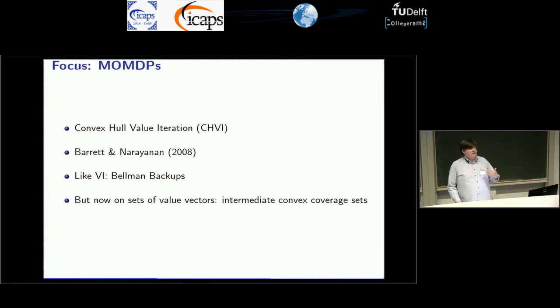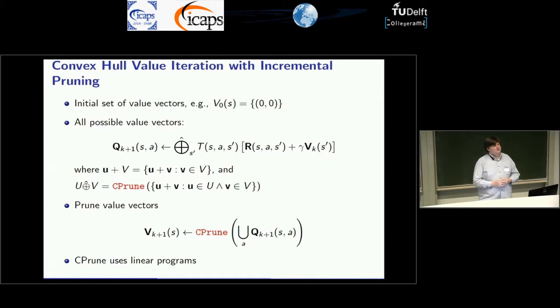And it looks very simple, and it looks very much like VI, so it uses these same Bellman backups, except that now we have these sets of value vectors. And after every backup, we have an intermediate convex coverage set. So here are just the formulas that correspond to it. We need some kind of initial set of value vectors to start with, for example, the singleton set with just a 0 vector in it.